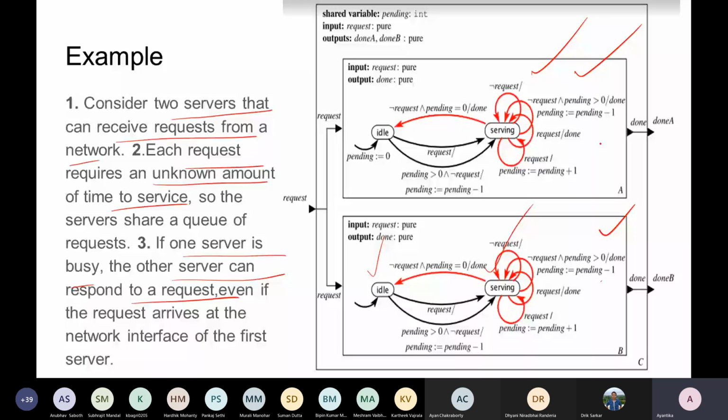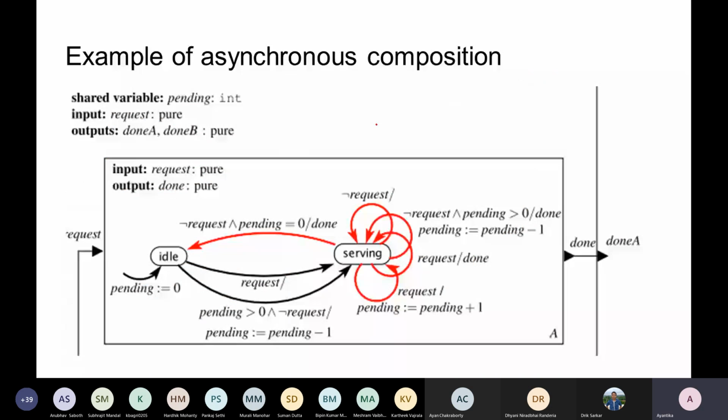So based on that, you can see that if one is idle, based on a request, the transition takes place to serving, and the serving state will be maintained until the request ends, there is no more request, and there is no more pending task. Pending task means that it is getting added to your pending queue. From that pending queue, each of the servers fetches the tasks one by one and processes them. So this is one example of asynchronous composition.